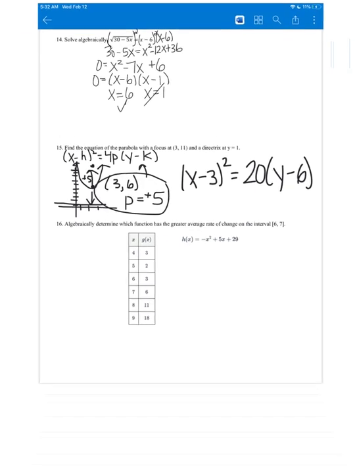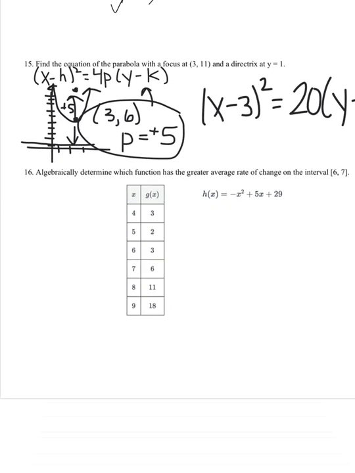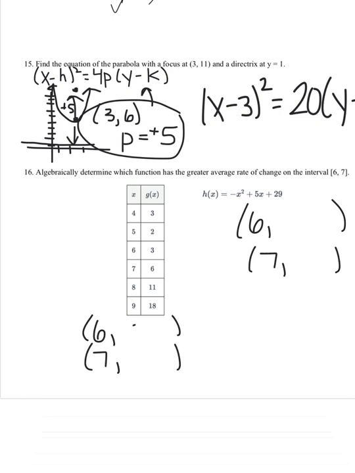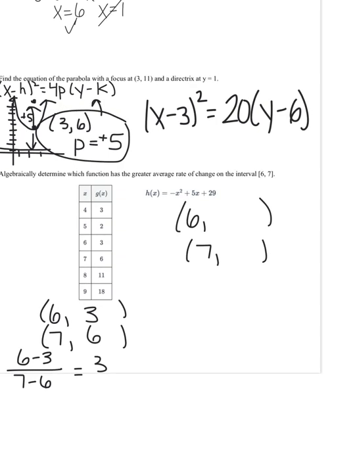And the last one, number 16, the greater average rate of change on the interval from 6 to 7. So 6 and 7 are your x values for both of them. So here it's a little bit easier, 6 comma 3, 7 comma 6. So you plug this into the slope formula because that's what average rate of change is. So you do 6 minus 3 divided by 7 minus 6, which would give you 3 over 1, or just 3. On the other side, when you plug in 6, you get 23.